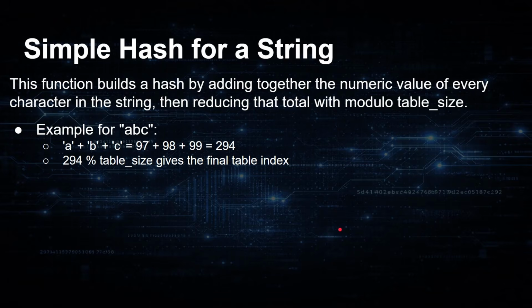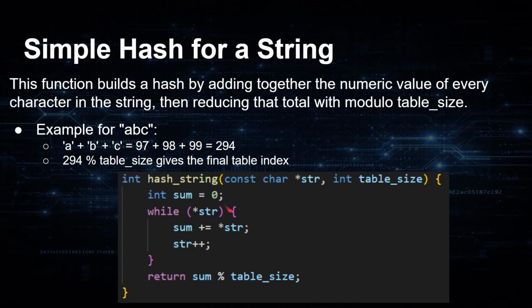Now, more useful is a string. So if you want to build a hash for a string, for example, here you could add up all the different letters. So A plus B plus C, they've all got ASCII values or UTF-8 values. So that's 97, 98, and 99. That gives you 294. And then again, we use the same idea. We use the modulo of the table size to give us another number. So if it was 100, we'd give it 294 modulo 100.